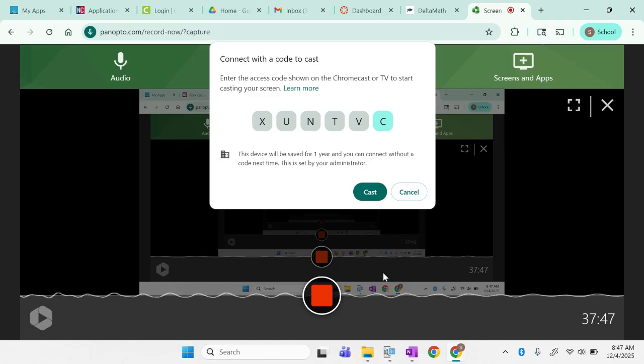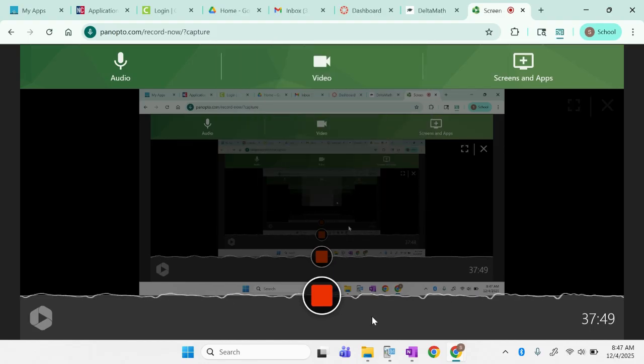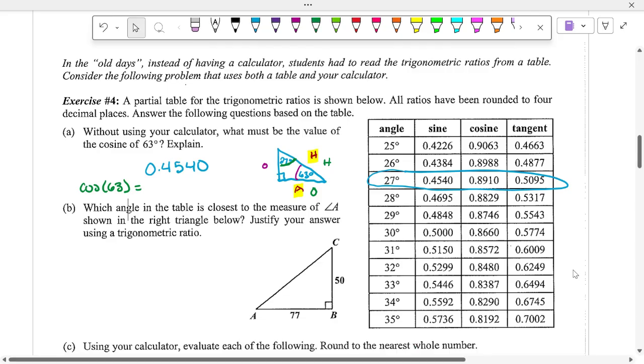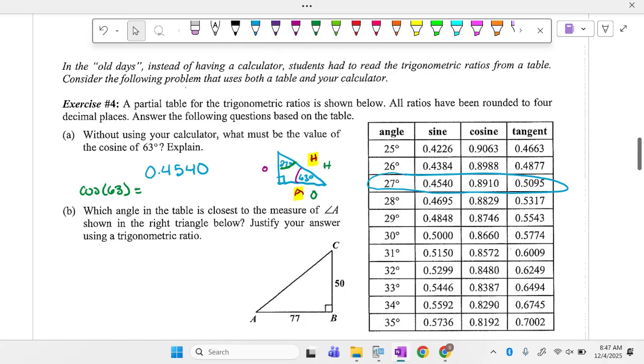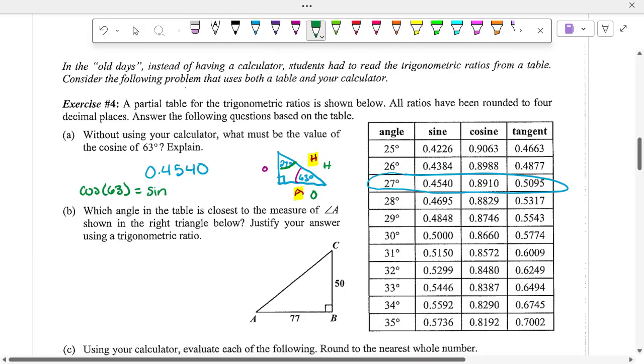You would figure out what the other angle was in your right triangle, and then discover what the cosine of 63 is in relation to the other angle. And if we look, sine of 27 is 0.4540, which is what you got on your trig table when you looked at it for cosine of 63. Does that make sense? How I did that?